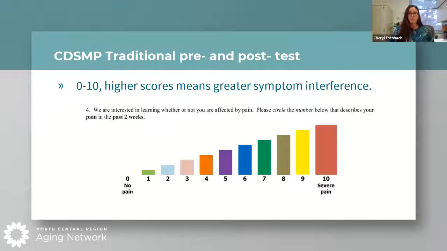This is an example of a traditional pre and post test that we do for our chronic disease self-management program. The program is 6 weeks. And so at week 1 and at week 6, the participant fills out a set of surveys. And we are using a set of 3 different symptoms that can be reduced as a result of the education. It's on a visual scale of 0 to 10. This is actually an established scale about pain. The other ones include fatigue or shortness of breath.